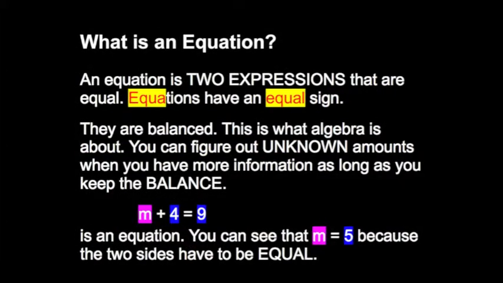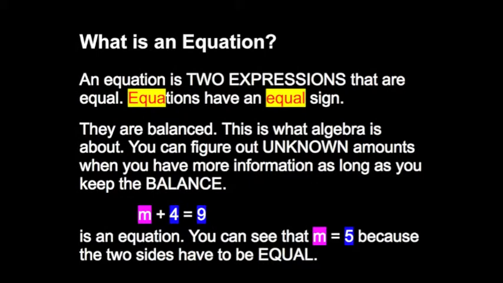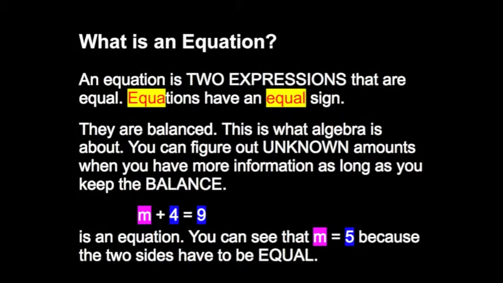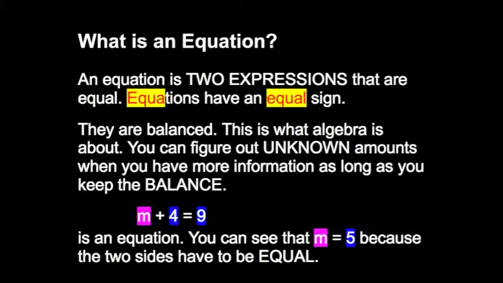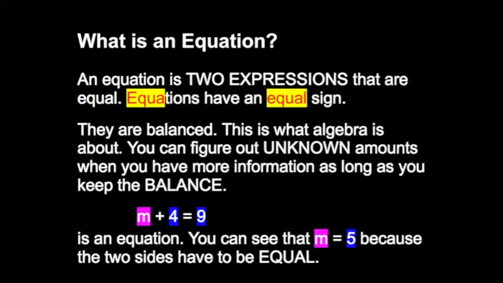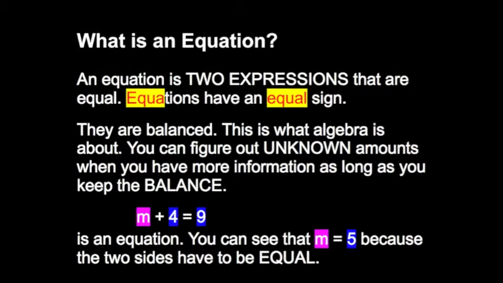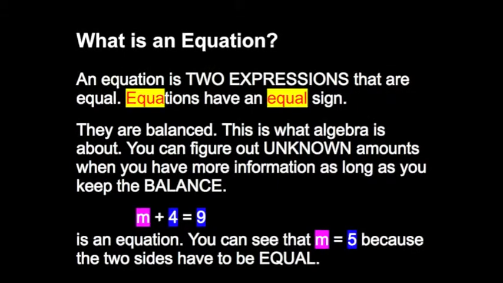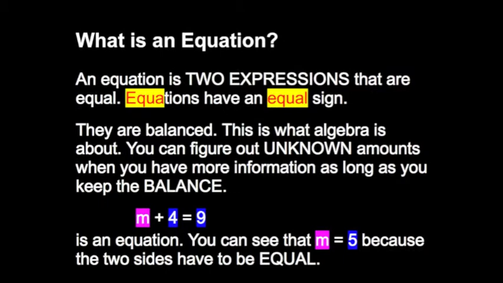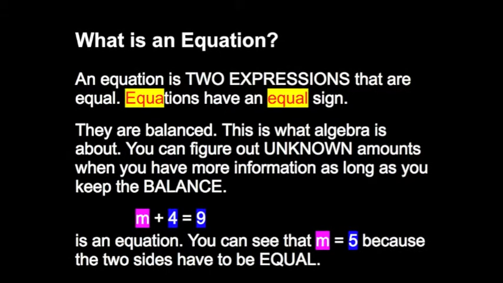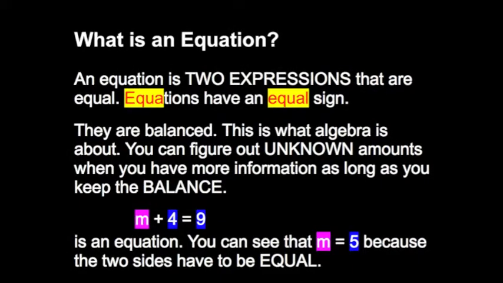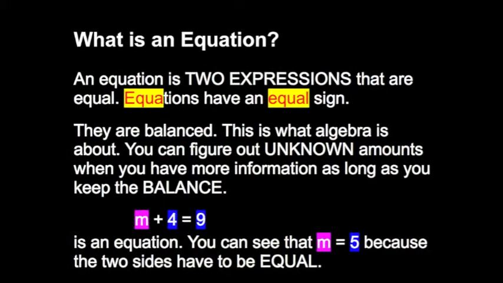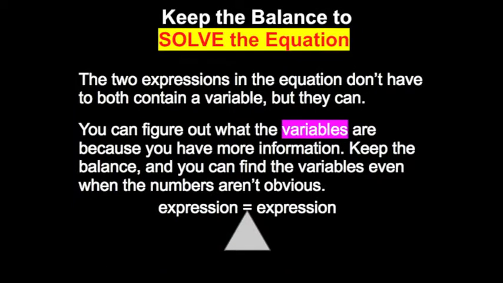What is an equation? An equation is two expressions that are equal. Equations have an equal sign. They are balanced. This is what algebra is about. You can figure out unknown amounts when you have more information as long as you keep the balance. M plus 4 equals 9 is an equation. You can see that M equals 5 because the two sides have to be equal. Keep the balance to solve the equation.